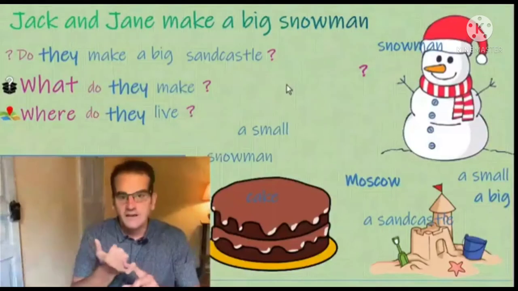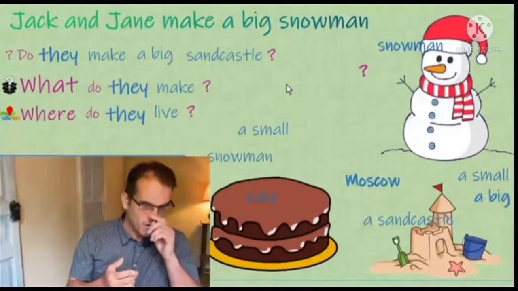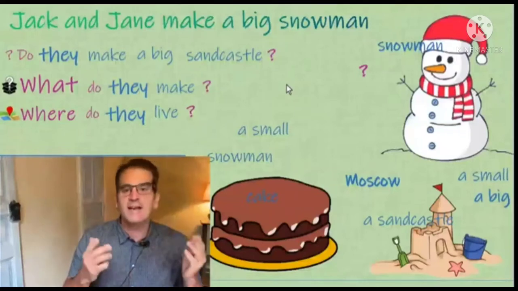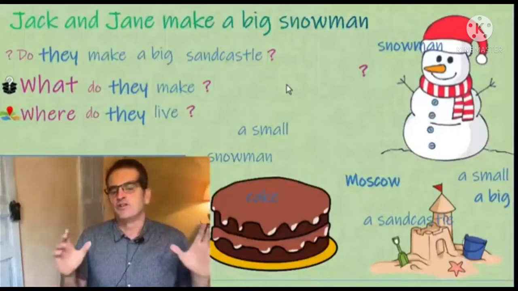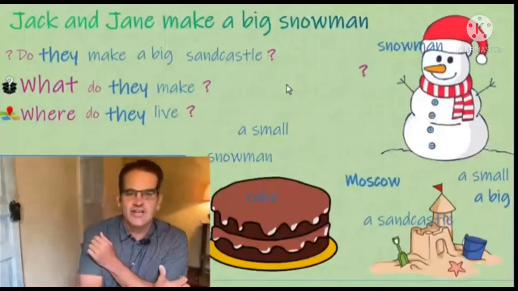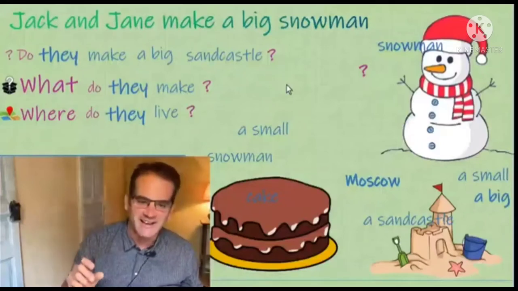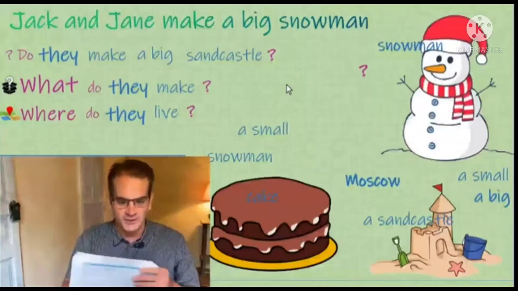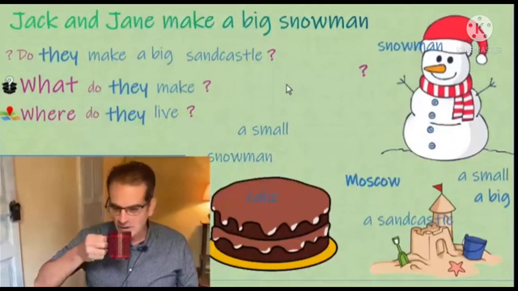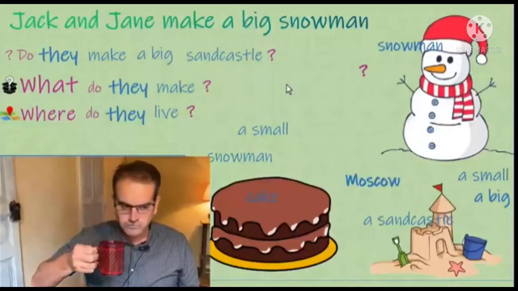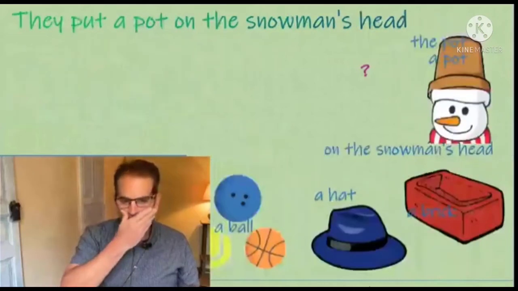Do they live in London? Do they live in Japan? Do they live in Rome? Do they live in Paris? Well, they live in Moscow. In fact, it's not Jack and Jane. It's Jakovich and Janovich. Okay, so they live in Moscow. They are Russian. All right, so Jack and Jane live in Moscow. Jakovich and Janovich.